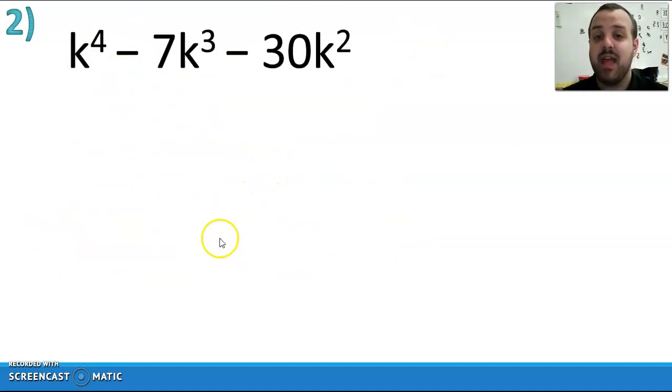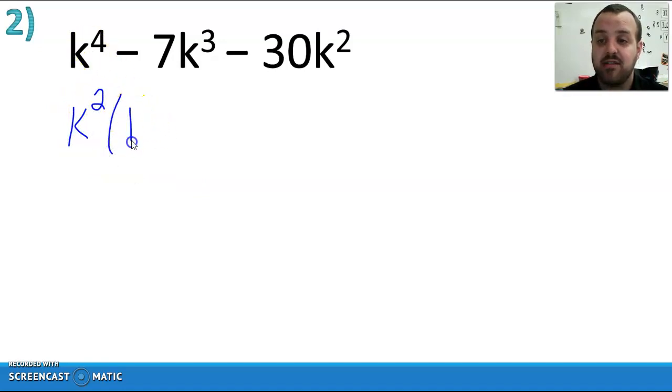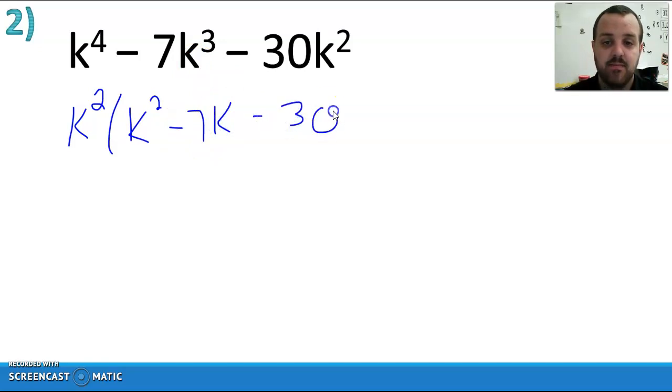Next one we can see here, we have k to the fourth minus 7k cubed minus 30k squared. Again, not a quadratic. How do I factor? Well, let's look for a GCF. In this case, we have a k squared that goes in every term. So we're going to take that k squared out. What's going to be left over? I'm going to have a k squared left over here. Remember, when I divide out a k squared, I'm subtracting the exponents. Same thing here. I'm going to have minus 7k. And then over here, I'm going to have minus 30.